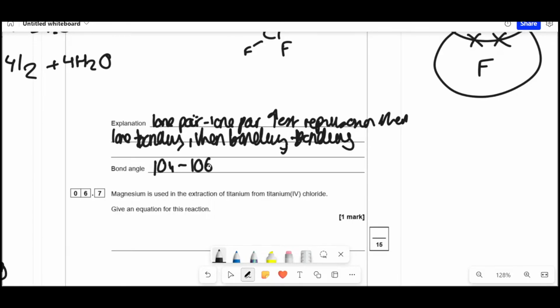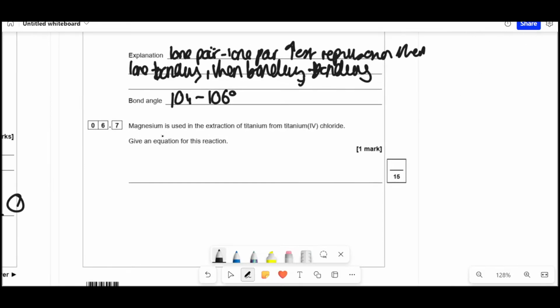You can have 104 to 106, whatever you memorized it as. Magnesium is used in the extraction of titanium from titanium IV chloride. Give an equation for this reaction.